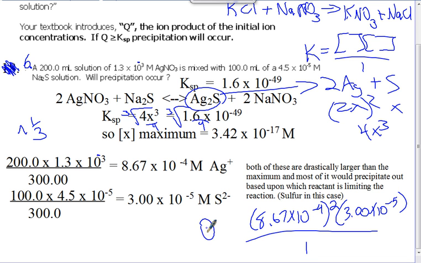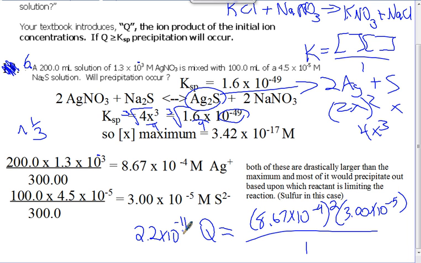Ooh. So here's the answer. My Q value is 2.2 times 10 to the, drum roll, minus 11. Is that greater than this Ksp value? Just a smidge. K was 10 to the minus 49. This is a heck of a lot bigger, isn't it? There is way too much silver and sulfur in the solution, so what's going to happen to that silver and sulfur that's in solution? It's going to rain out of the solution, or precipitate down as a solid, most of it, almost all of it, because this value is way too high.